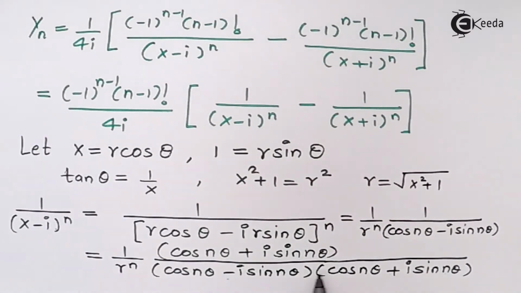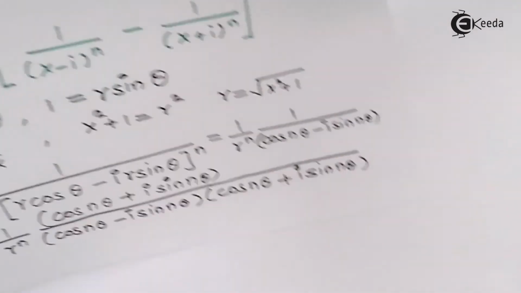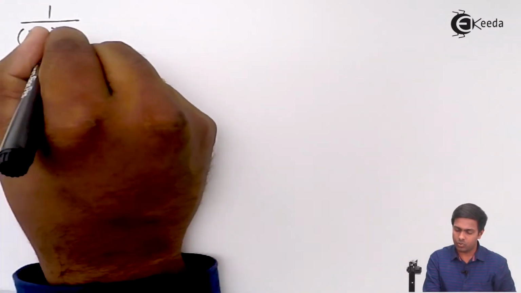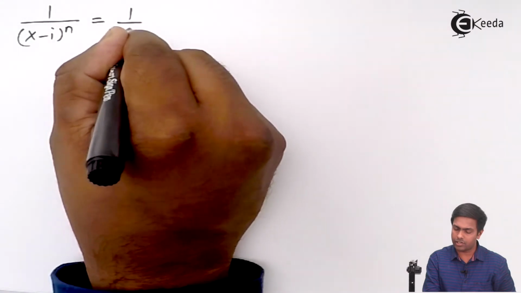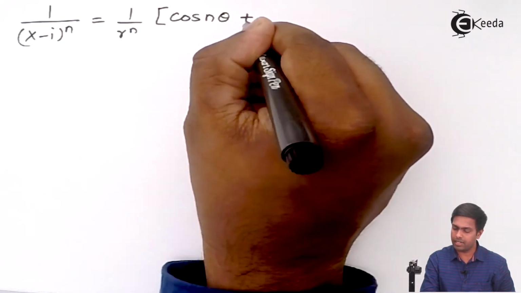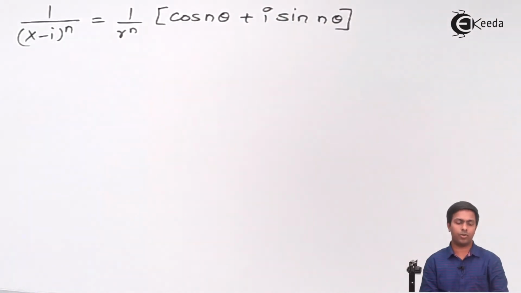So guys, that will become cos square n theta minus i square sin square n theta. So guys, i square is minus 1, so that will become plus 1. So cos square n theta plus sin square n theta is 1. So it means this denominator will give us 1. So what is remaining? So here I'll write it down. So 1 upon (x minus i) raised to n equal to 1 upon r raised to n into (cos of n theta plus i sin n theta). So guys, we got the first value.